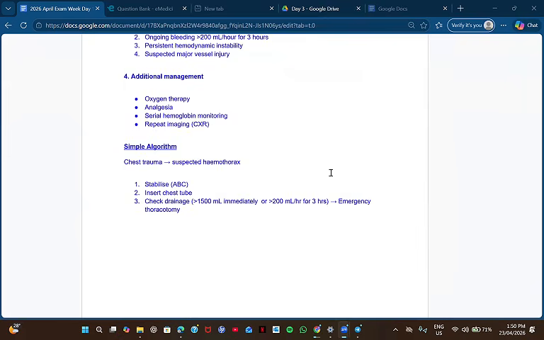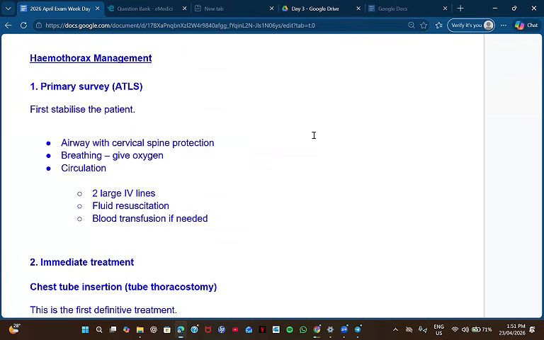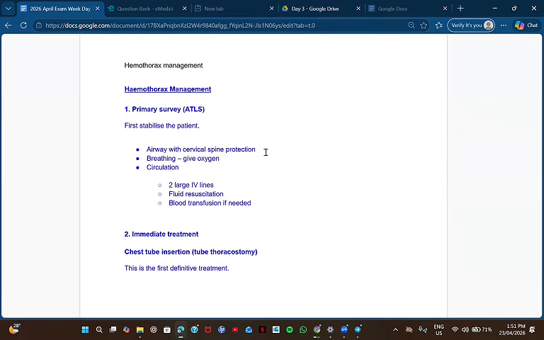We'll go back to our theory. Sorry, here 2 to 4. So, hemothorax management. First things first, we have to follow the emergency protocol, ATLS, right? First stabilize the patient: airway, breathing, circulation. If the patient has low oxygen saturation, you have to give oxygen. For circulation, you have to insert two large cannulas, then fluid resuscitation if needed, then blood transfusion if needed.